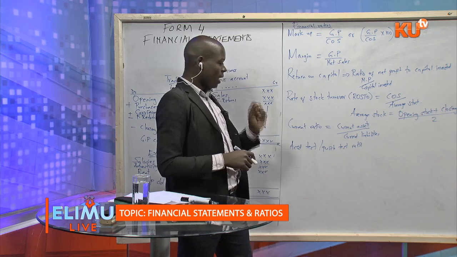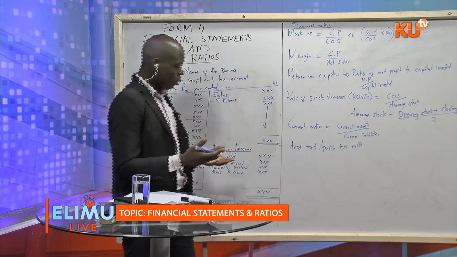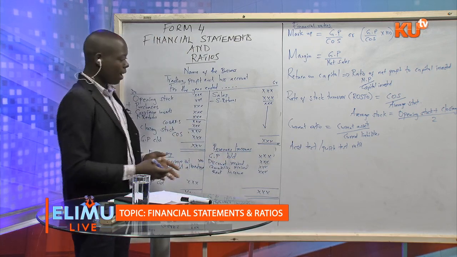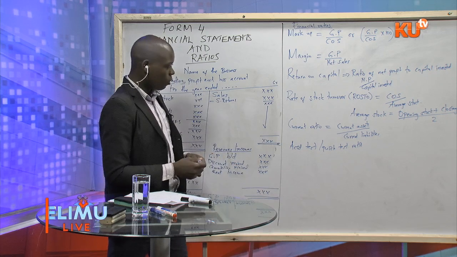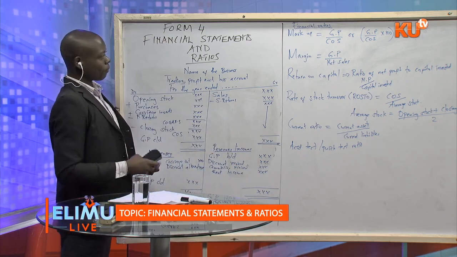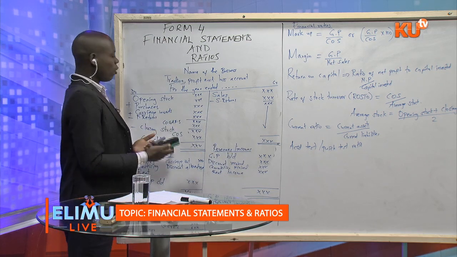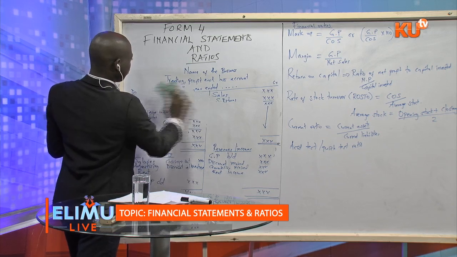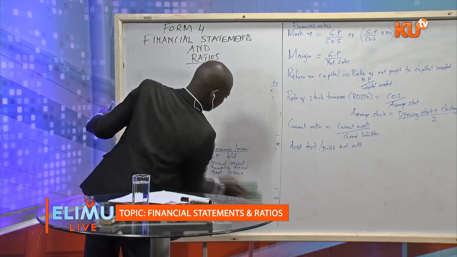Because at the end of the day, the business has to be able to settle the liabilities if it has to be able to make the higher profits that are required for the business. So these are what you need to consider in our lesson today. So let's take an example and see how we calculate all these ratios and how we prepare our statement.